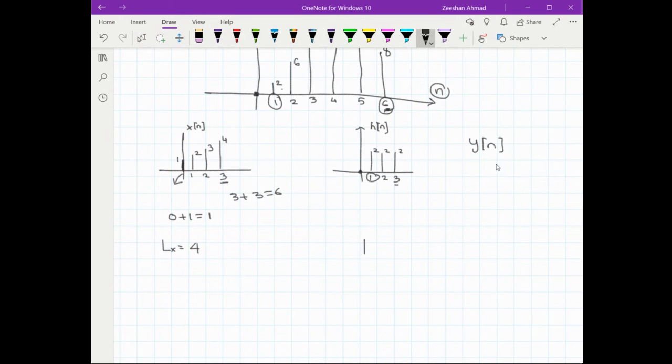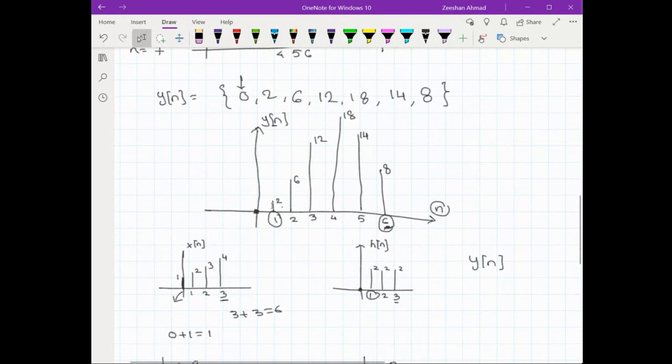The number of samples in h, let's suppose this is 3 in this case. Obviously 0, we are not counting 0 here. This is only to show you the index, like this is starting from n equal to 0. The number of samples in y will be equal to the number of samples in x plus the number of samples in h minus 1 here. It will be 4 plus 3 minus 1, which will be equal to 6 here. You can see here, I have 6 samples here. This is your 1, 2, 3, 4, 5, 6 here.